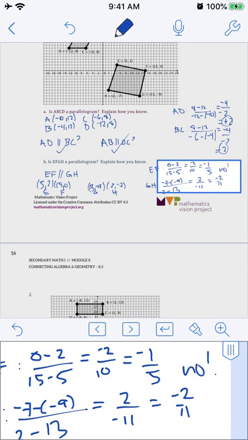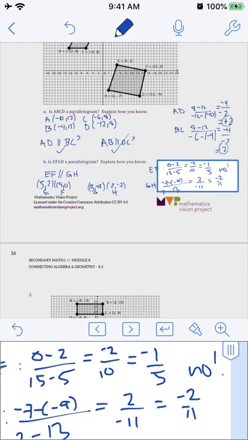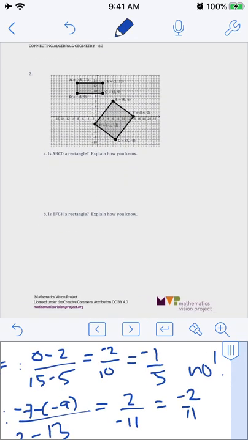All right, cool. So we just proved that was not a parallelogram. You may have done another set. You also would have found that those are not parallel, right? And so we get no either way. Moving right along, number 2.